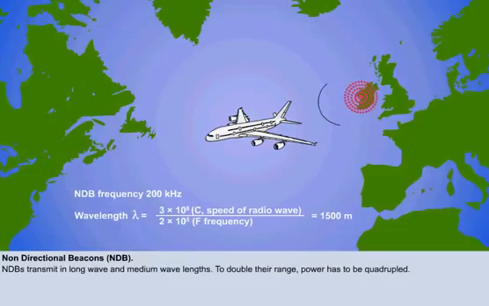NDBs transmit in the medium and long wave, and so their wavelengths can be very long, which makes them suitable as long-distance navigation aids. Over the sea, they can have a range of 500 miles or more, using 10 kilowatts of power. Remember that to double the range of a signal, you have to quadruple the power.